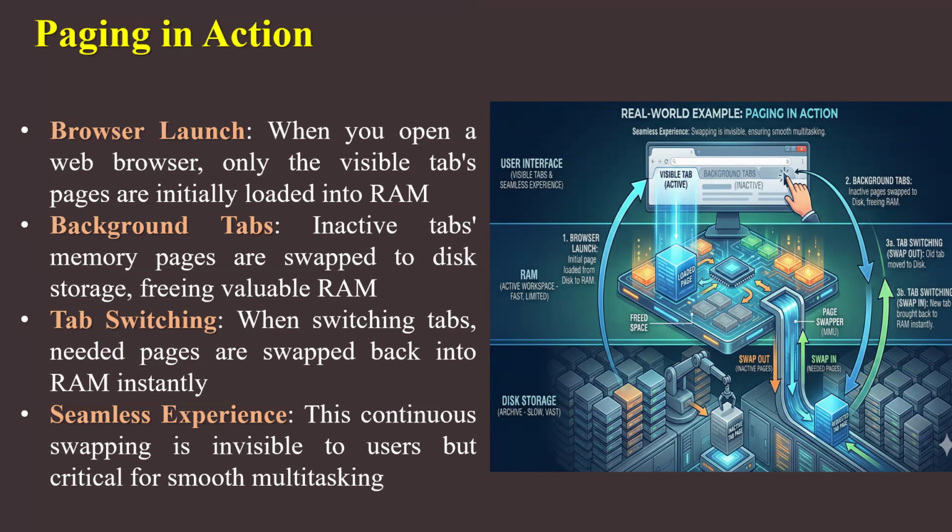And when you click a different tab, that is tab switching, the operating system quickly swaps the pages belonging to that tab. And this is a seamless experience. Even though massive page movements happen underneath, you see instant tab switching, and this illusion of smoothness is one of the greatest achievements of virtual memory.